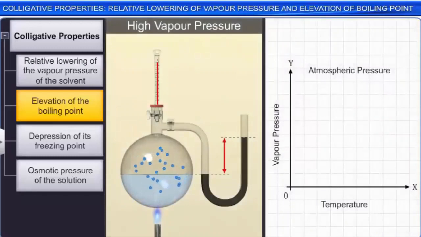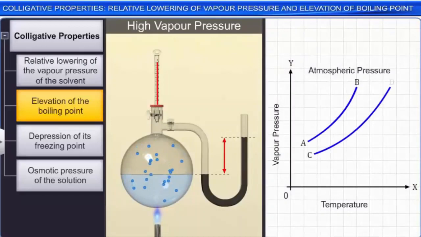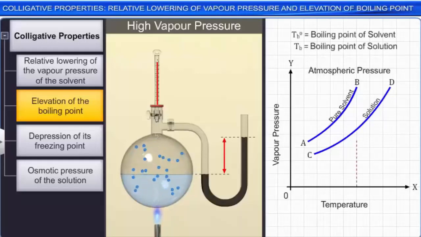Let us discuss the elevation in boiling point on the basis of curves showing the variation of vapor pressure of pure solvent and solution as a function of temperature. You know that at any temperature, the vapor pressure of a solution containing a non-volatile solute is less than that of the pure solvent. Therefore, the curve corresponding to the vapor pressure of the solution lies lower than that of the pure solvent.